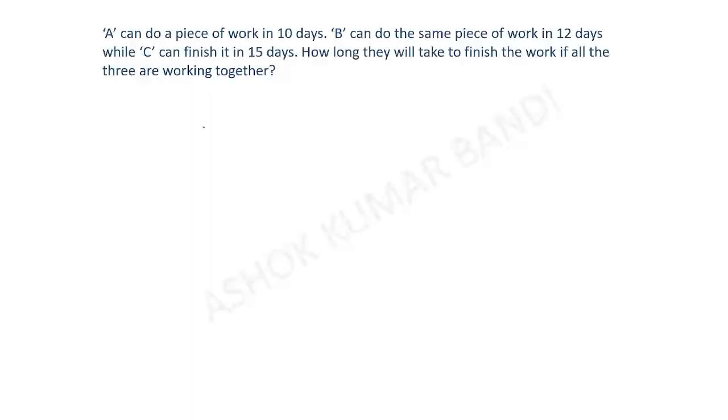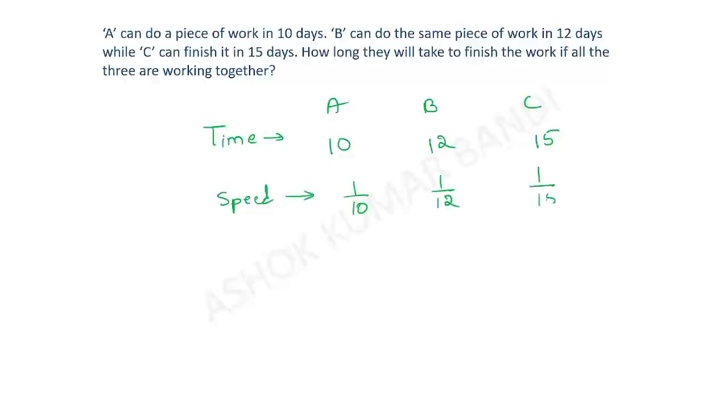See here, we know that the time ratio of A, B and C is 10:12:15 from the problem. Whenever the time ratio is 10:12:15, the speed ratio is going to be 1/10:1/12:1/15. But doing the problem with fractions is somewhat difficult. That's why I want to convert this entire fraction into integers, that means round figures simply.